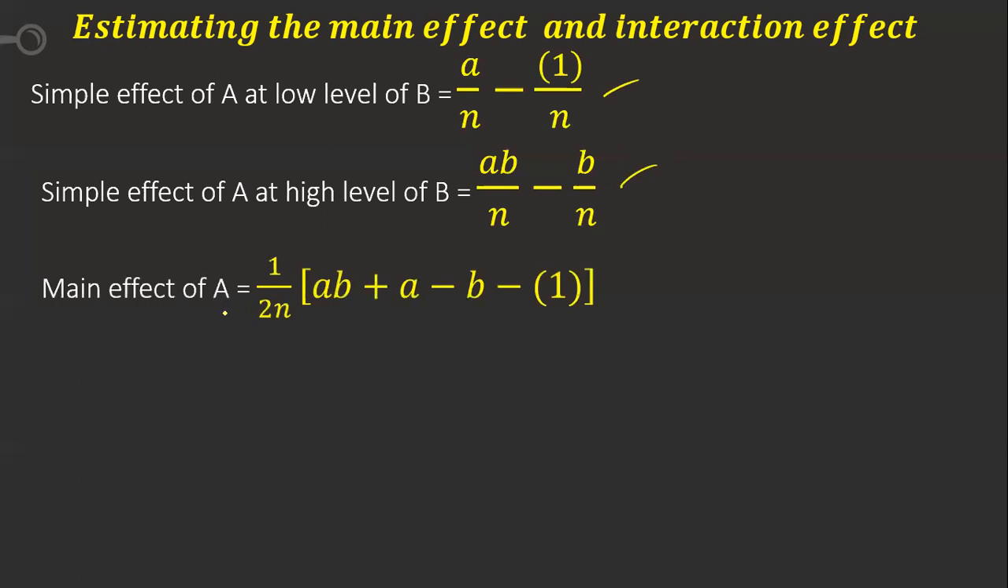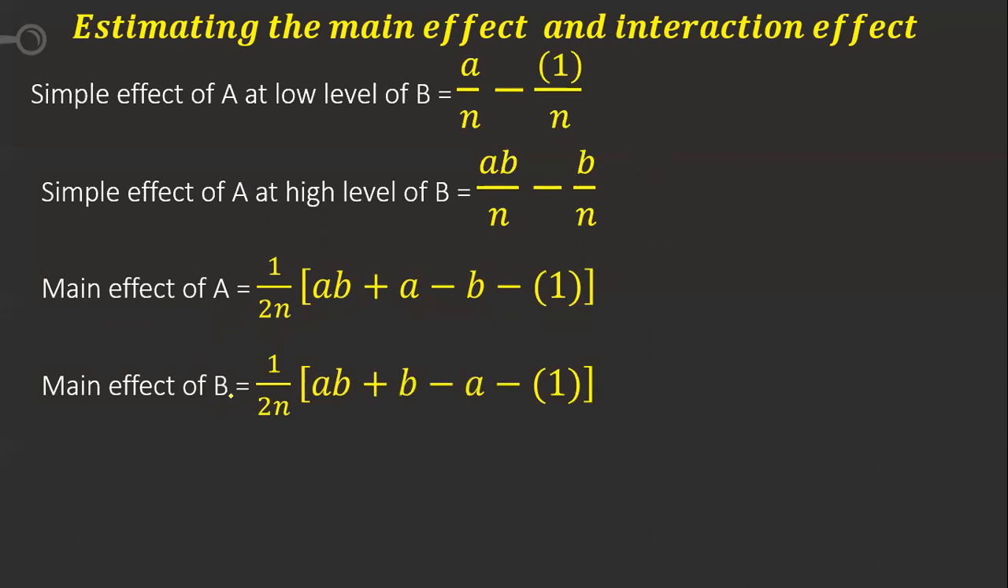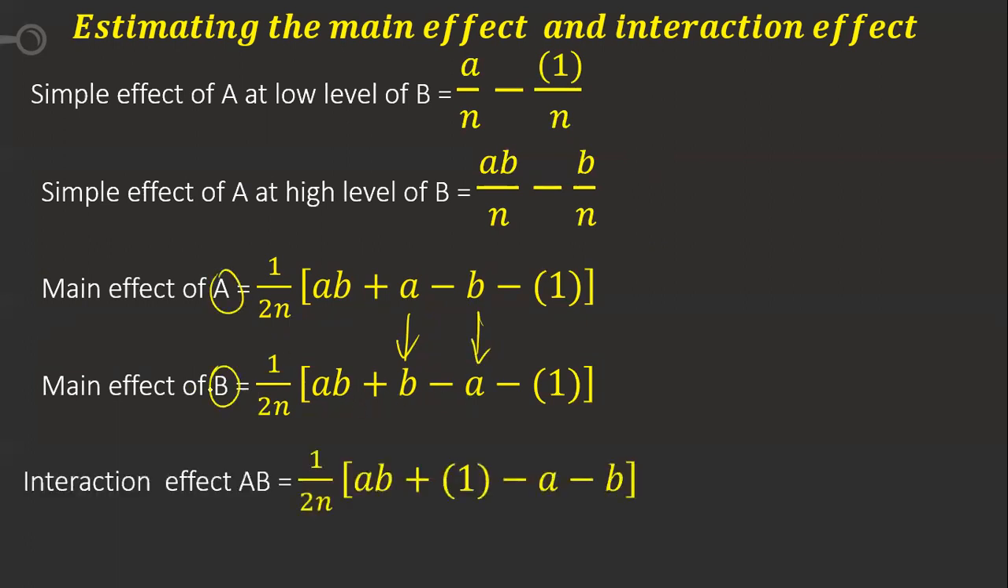The main effect of A is given by 1/2n times (ab + a - b - 1). This 1 is not the number one, it is taken from the table that you have to remember here. All these values ab, a, b and (1) are always taken from this Yates notation table. The main effect of B is the same formula: A is replaced by B, B is replaced by A. Now the interaction between A and B is given by this formula. Let us see how to calculate using one example.